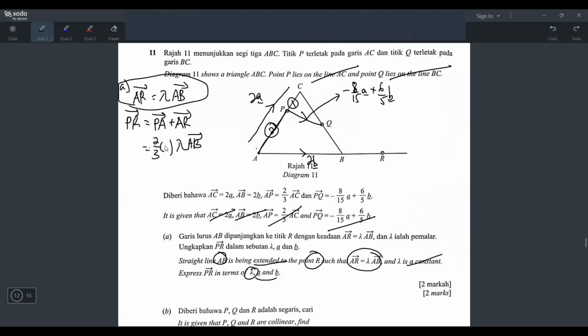And what is CA? Negative 2A, because AC is 2A, so CA must be negative 2A. And negative 2 times 2 over 3 will be negative 4 over 3A. And then plus lambda AB. And what is AB? 2B. And that's the answer.